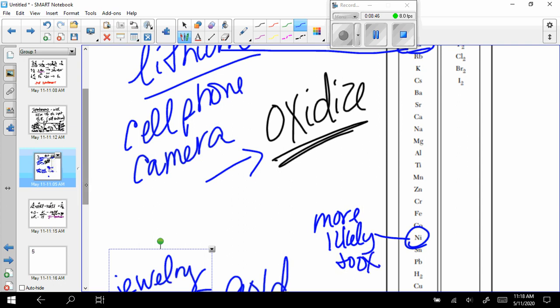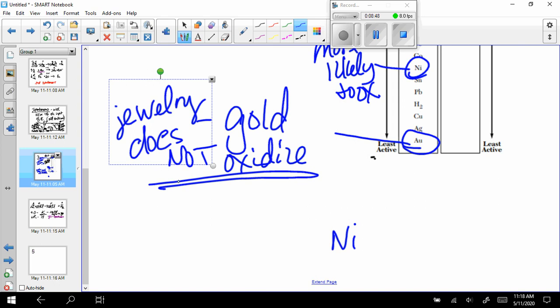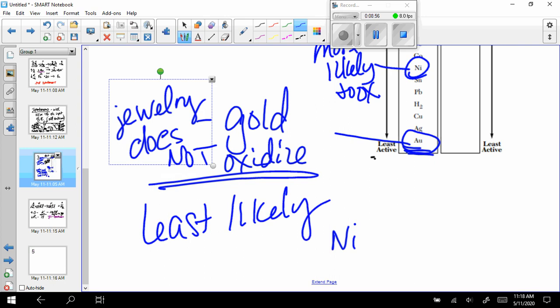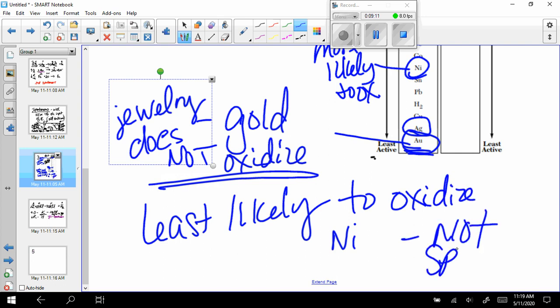You pay a lot of money for gold because it does not oxidize. It's the bottom of the list. It is least likely to oxidize. I want to make sure my jewelry is least likely to oxidize. And right above that, Ag, which is silver. So gold and silver there at the bottom are the least likely to oxidize. So that is why they are usually not spontaneous oxidizers.